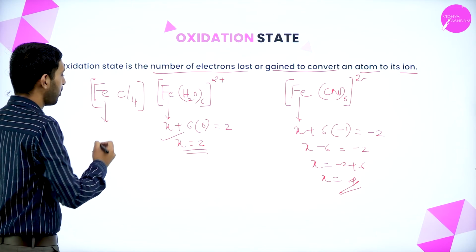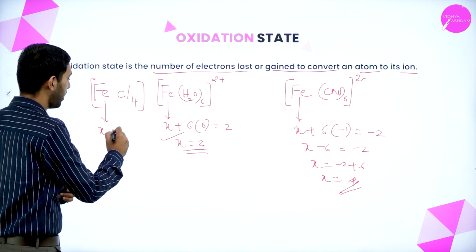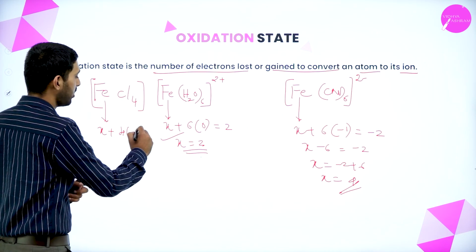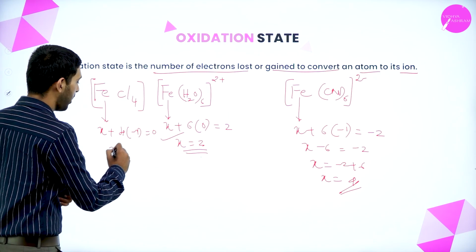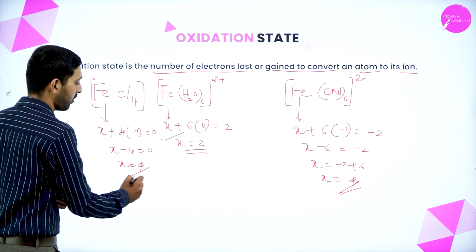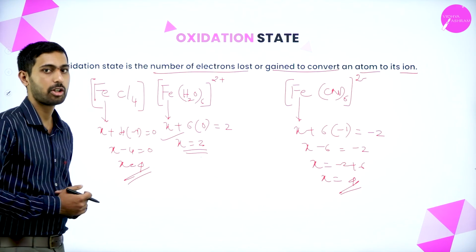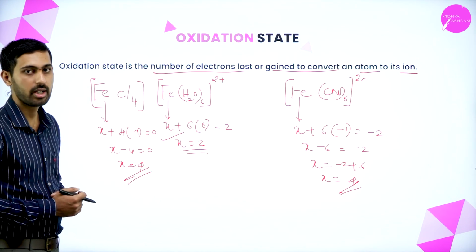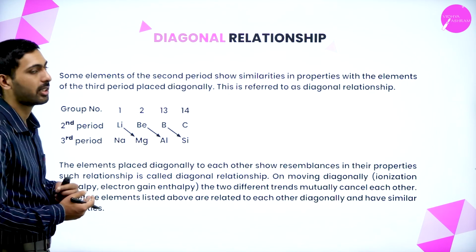Here, if you want to calculate iron's oxidation state, chloride is a weak ligand. So x minus 4 is equal to 0, x is equal to 4. This is the oxidation state of iron in tetrachloroferrate 2 ion. Okay. Next, let us study diagonal relationship.